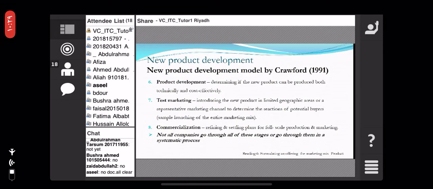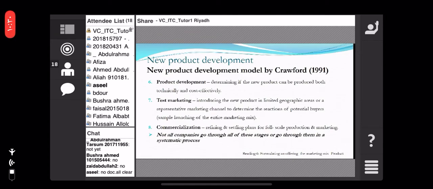Testing a market basically means that you need to cover or target a specific area, because you want to look for the feedback of the potential customers. You want to look at the reactions or the feedback. What do they think about your product? This is called reactions of potential buyers.